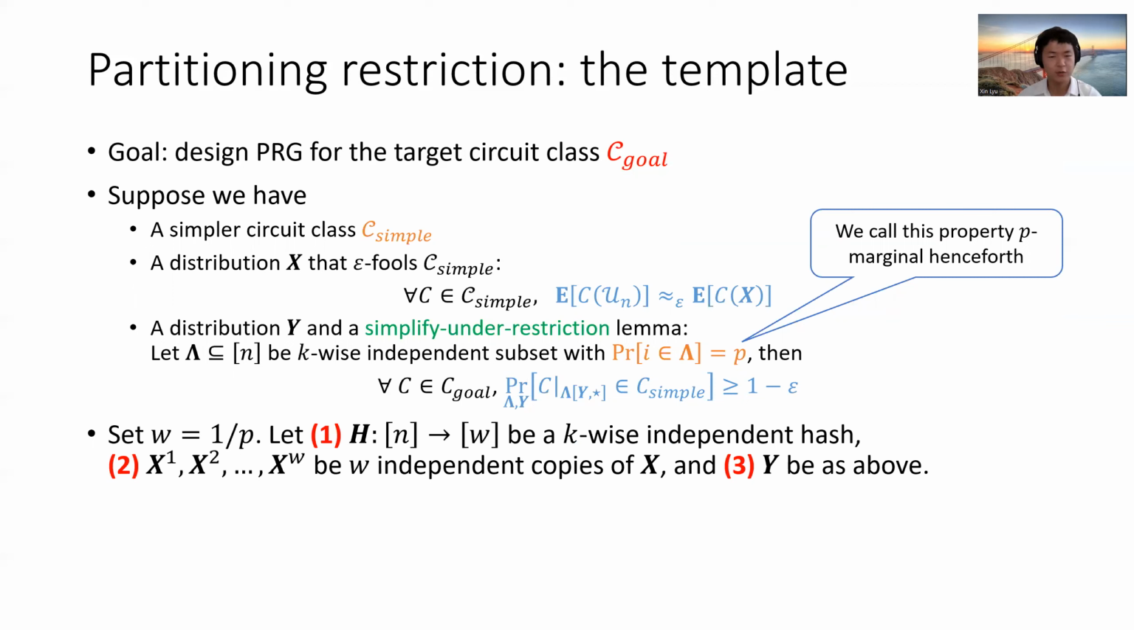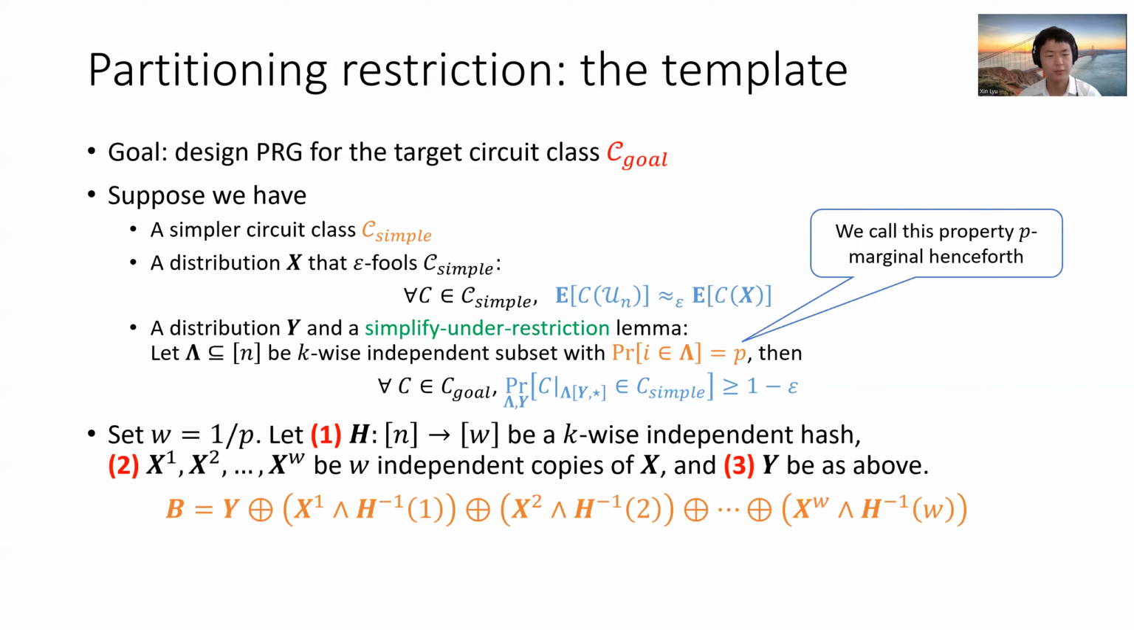First, we sample H, which is a k-wise independent hash function that maps n coordinates into W buckets. We also sample x1, x2 up to xW to be W independent copies of x, and we also sample a single copy of y. Then we compute a string B by this formula. Intuitively, we partition the n coordinates into W buckets by the hash function H. Then we fill in each bucket with independent copies of x, combine these W pieces together and XOR it with the string y. Here, this XOR and AND should be understood as bitwise XOR and bitwise AND.